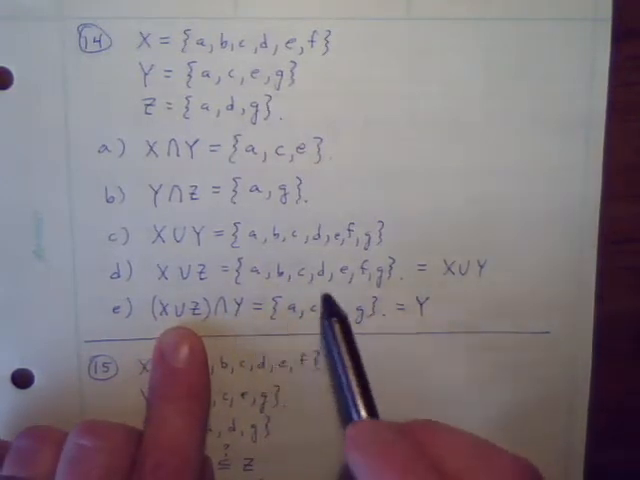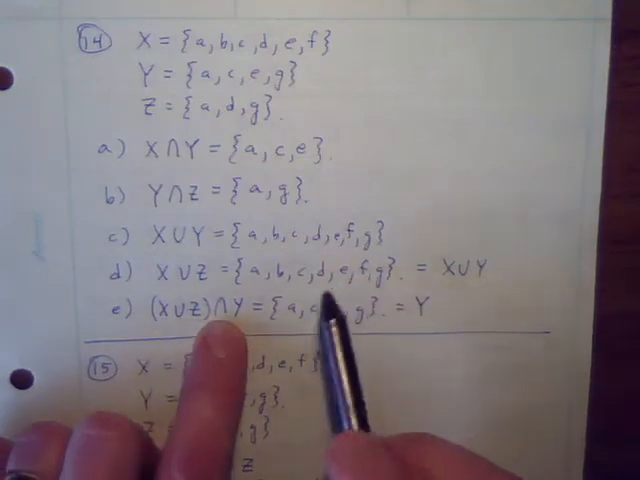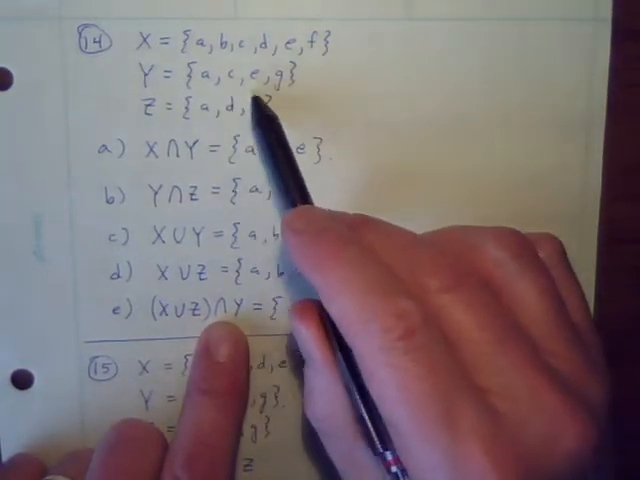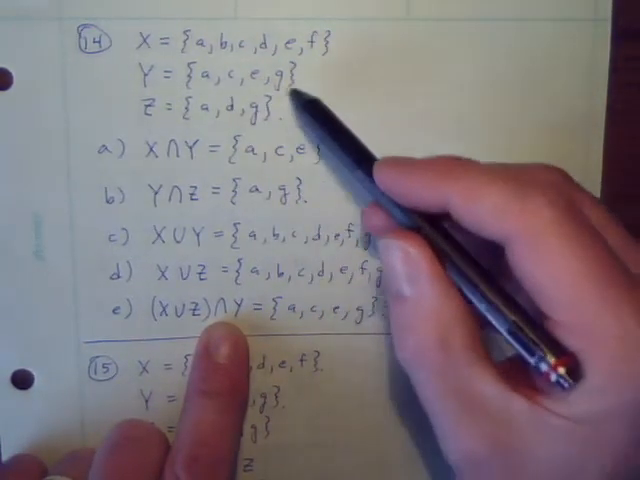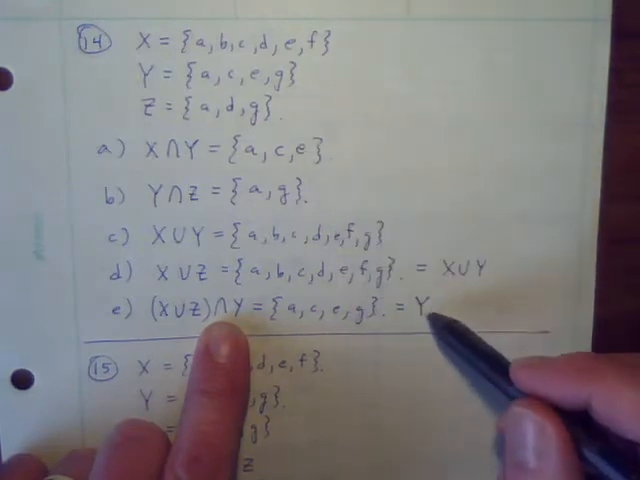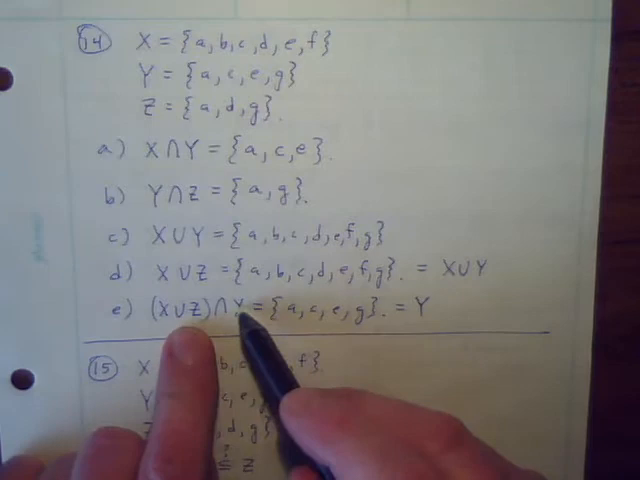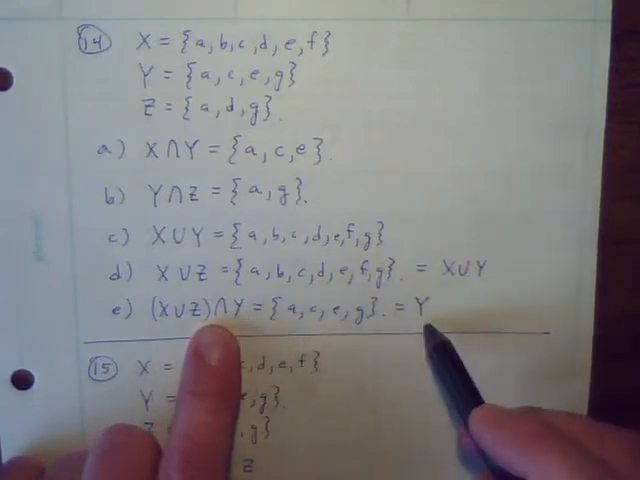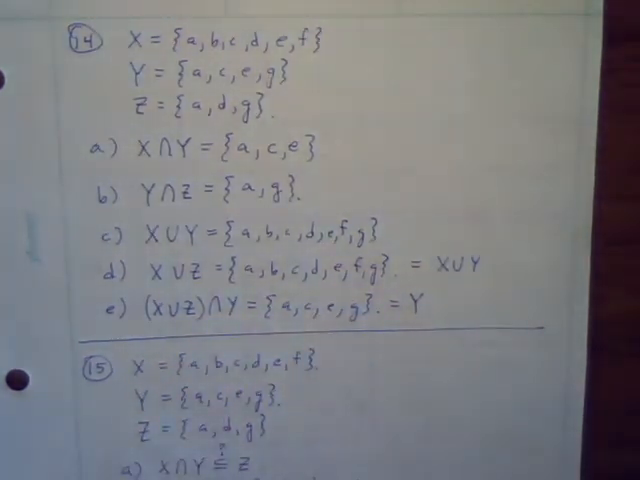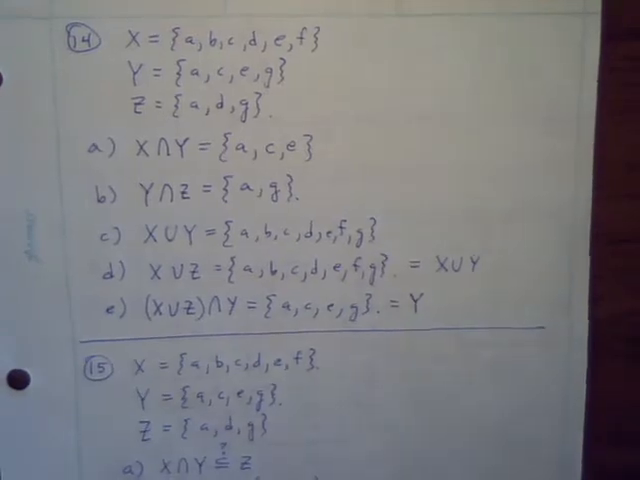Okay, and finally, X union Z, that thing intersected with Y. X union Z is given right up above, A through G, and if I intersect that with Y, A, C, E, and G are the ones that list. And it turns out that Y is a subset of X union Z, so Y intersected with X union Z is equal to Y itself. Okay, you can see that one.